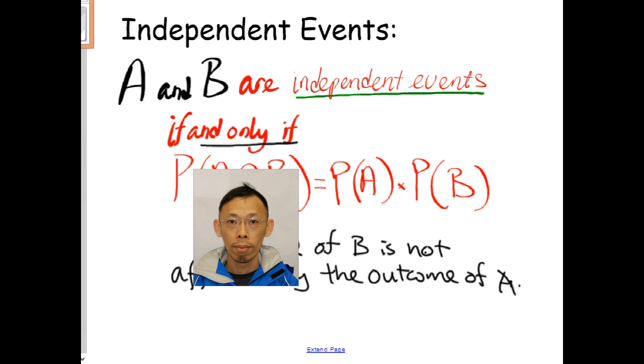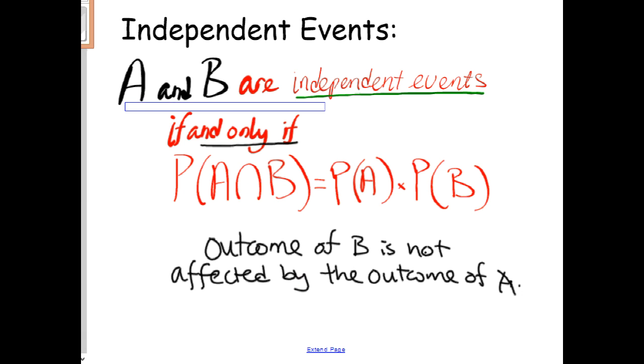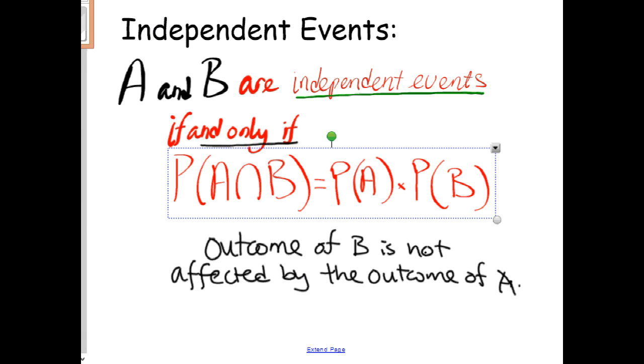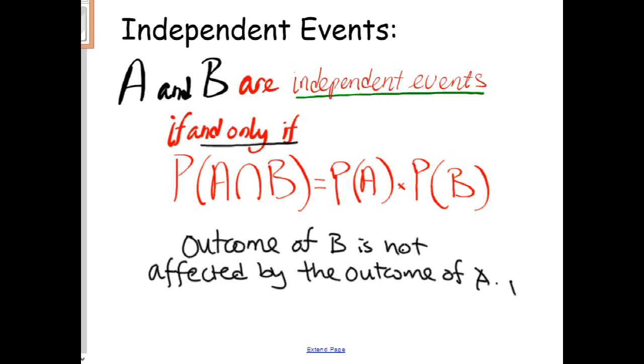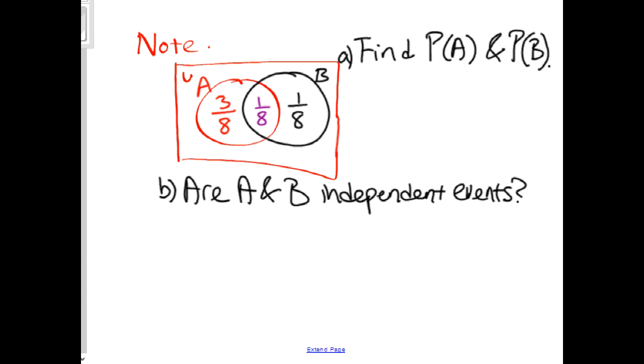Today we talk about independent events. We say that A and B are independent events if and only if the probability of the intersection of these two, A and B, is actually the product of the probabilities of A and B. Another way to think about it: independent means that the outcome of B is really not affected by the outcome of A. Okay. So now we're going to look at an example of how we can use this idea of independence.